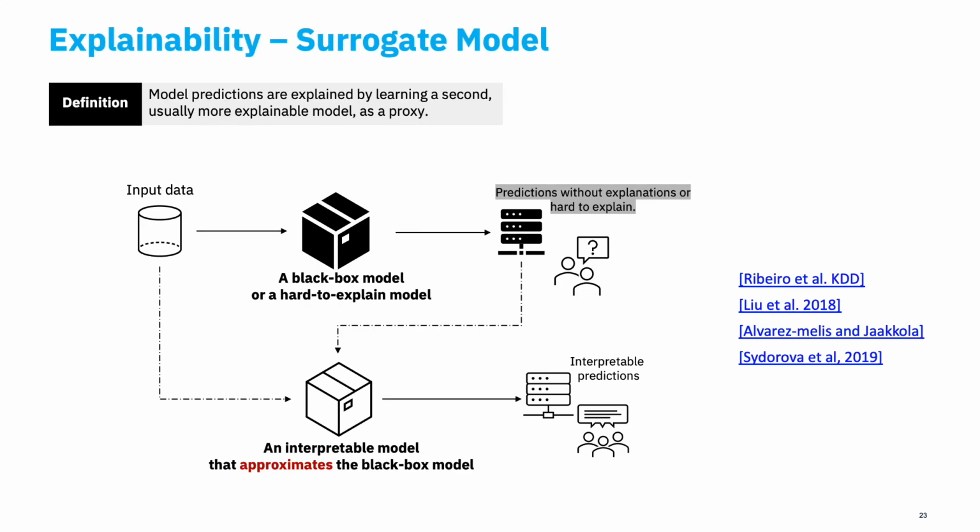The second explainability technique we are going to discuss is surrogate model. As suggested by its name, surrogate models are used as a proxy to generate explanations for predictions made by the original model, usually a black box model. Concretely, given some labeled data, we can learn an AI model, which could be a black box model or a hard to explain model, learned directly from the input label data.